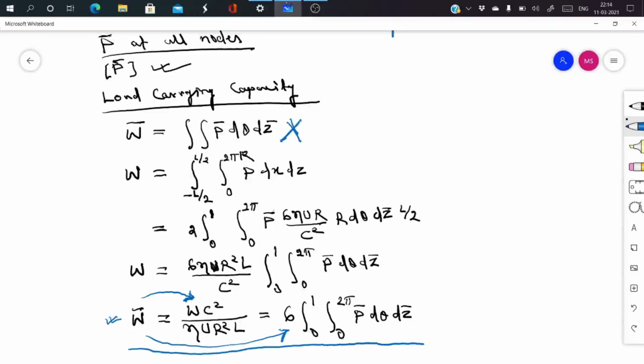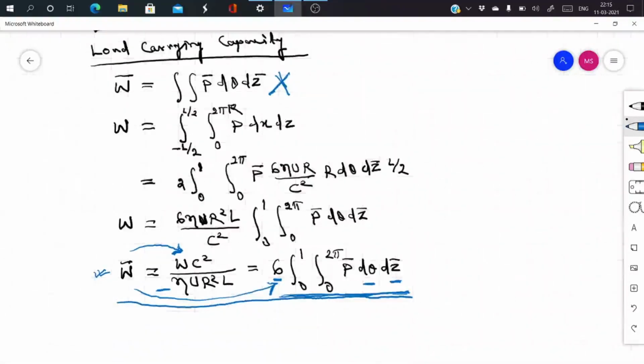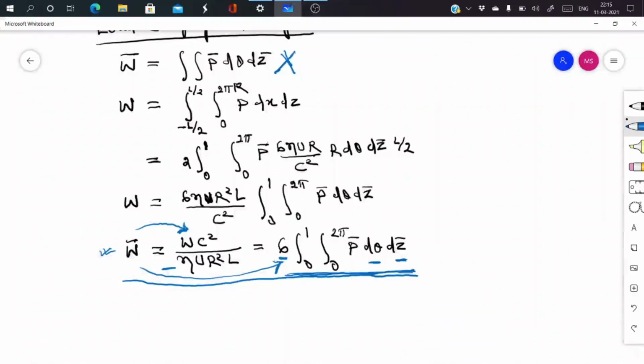So for that you need eta, you need u, you need L to calculate the actual load carrying capacity. But if you see the right side, already everything is known to us: P bar we have calculated, the non-dimensional pressure, theta is a coordinate and Z bar is also a coordinate. So very well you can calculate W. Now regarding this 6, either you can keep it on this side or you can also take 6 to the other side. It doesn't matter because 6 is a non-dimensional quantity. So this way you calculate the non-dimensional load carrying capacity.